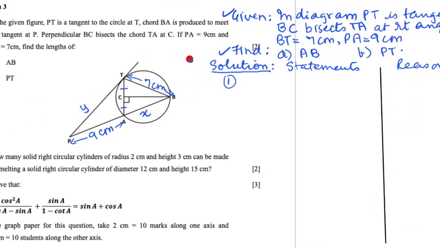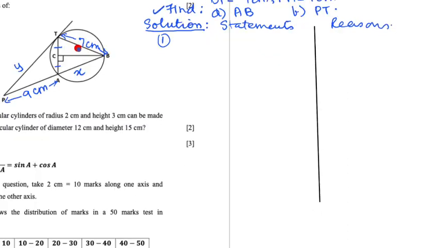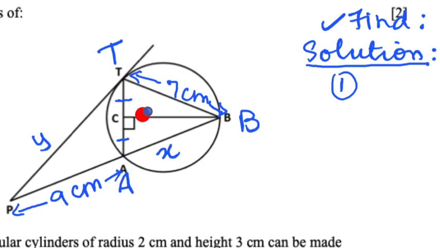This is question 3, first part. Now let us look at what we have. We know that BC is perpendicular to AT, and we know that BC is also bisecting it. So we have this triangle and this triangle. They are going to be congruent. Can you see? This one is the common side. This is 90, this is 90, and these are equal.